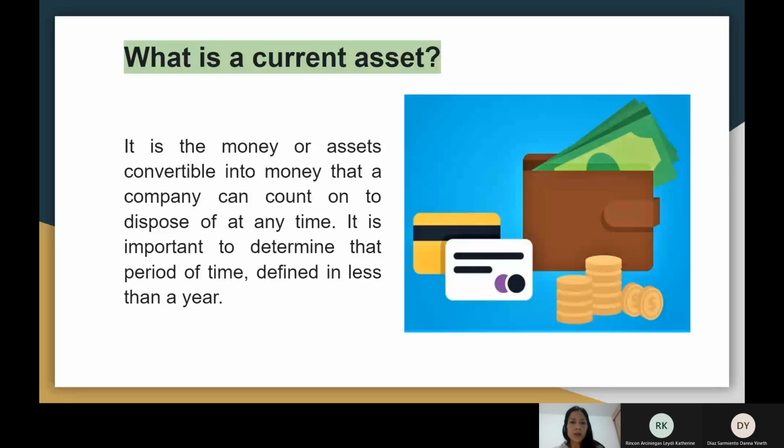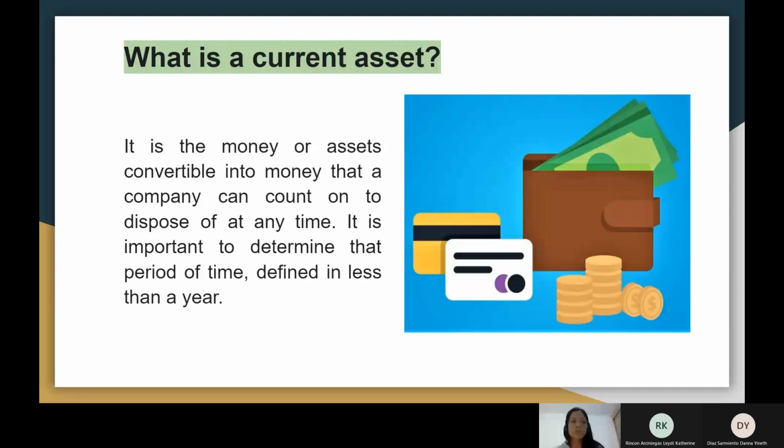What is a current asset? It is the money or assets convertible into money that a company can dispose of at any time. It is important to determine that these are periods of time defined in less than a year.